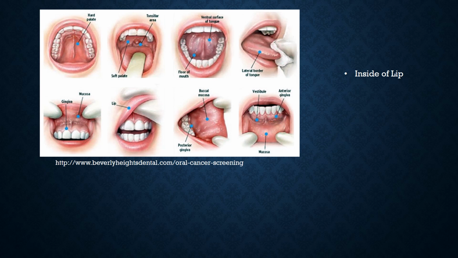Oral cancer can occur inside of the lip, the tonsils area, which is near the back of the mouth, on the top or bottom of the tongue, and also the lateral border of the tongue, which is the side. In the mucosa, which is the part in between the tongue and gums, and finally the gingiva, which is another word for the gums of the teeth.